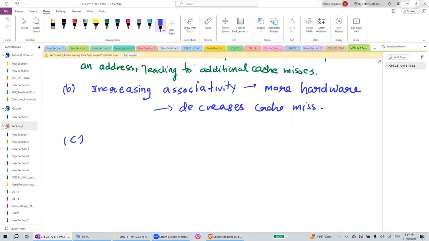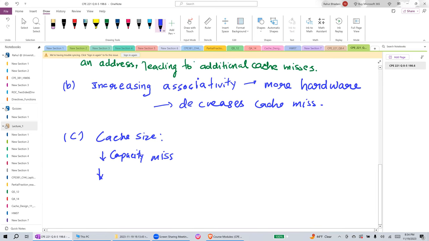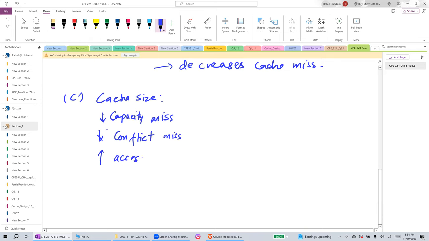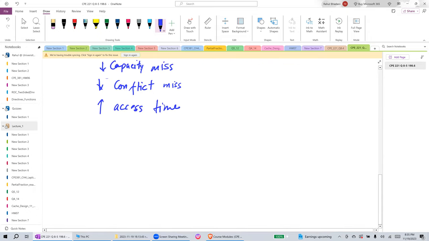Then after that, we have the cache size. Increasing the cache size will decrease the capacity misses and the conflict misses, but also increase the cache access time. Because if you have a bigger cache, there will be more sets, and more things stored in your cache, so it requires more traversing. Okay, so this is your question 8.5.